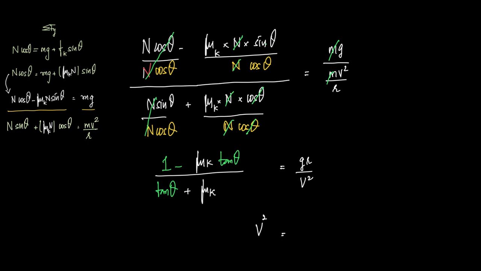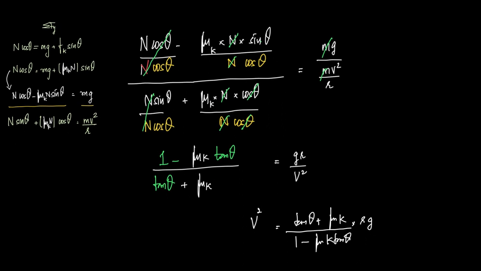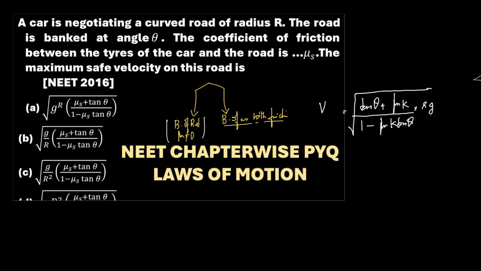V square will then be equal to tan theta plus mu k, the whole divided by 1 minus mu k times tan theta, into rg, right? And therefore, what will v become? V will therefore become root of tan theta plus mu k into rg, the whole upon 1 minus mu k tan theta, which brings us back to the question. So rg into mu s plus tan theta by 1 minus mu s tan theta, so this gives the correct option as option A.